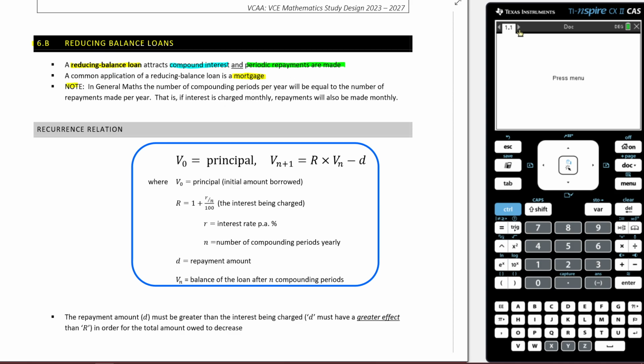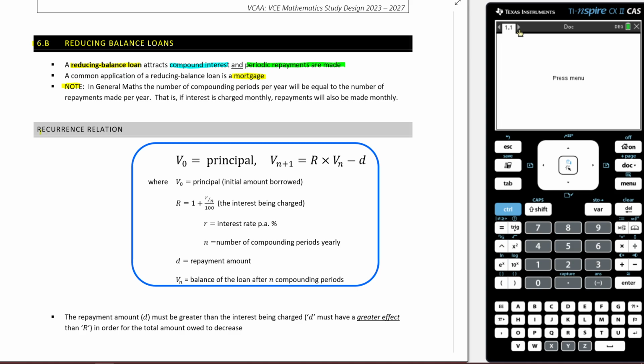Also, we've got a little note here, and that is in general maths, the number of compounding periods per year will be equal to the number of repayments made per year. That is, if interest is charged monthly, repayments will also be made monthly. We'll talk more about that as we go along.